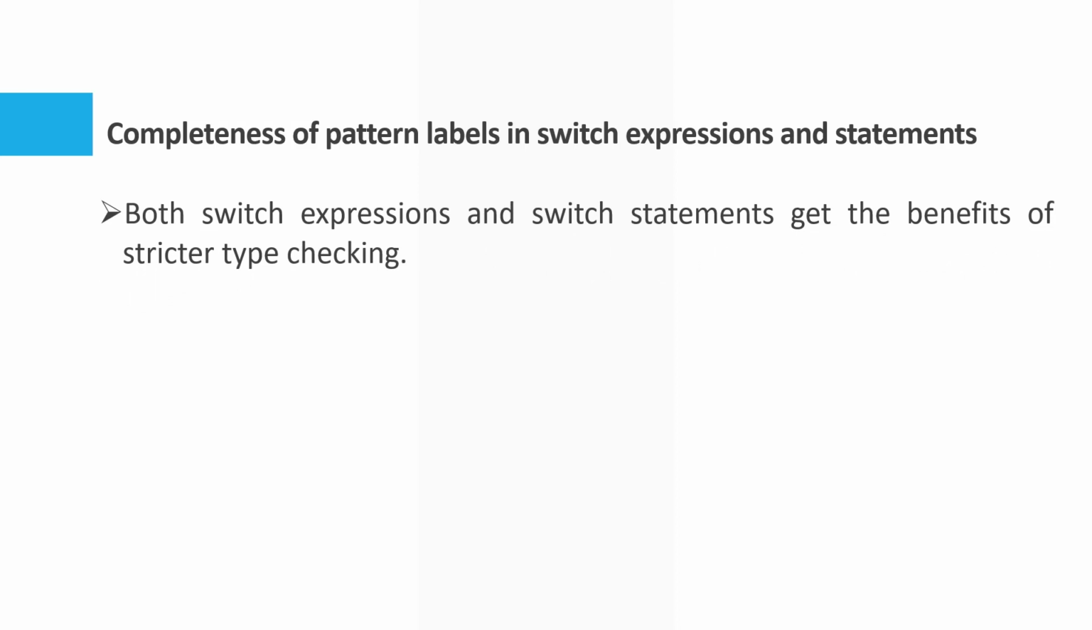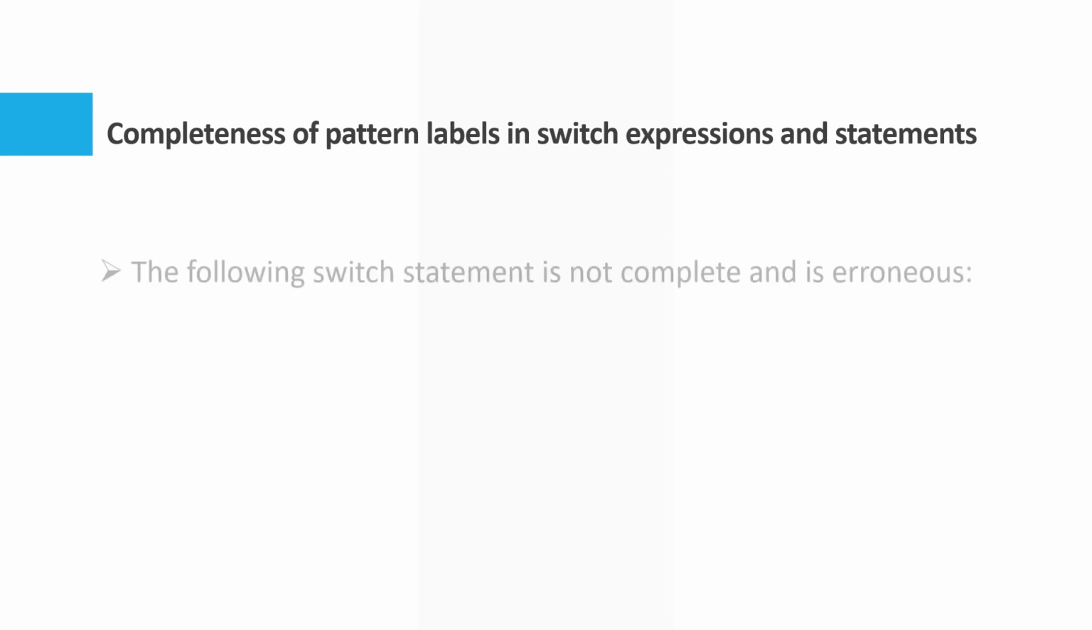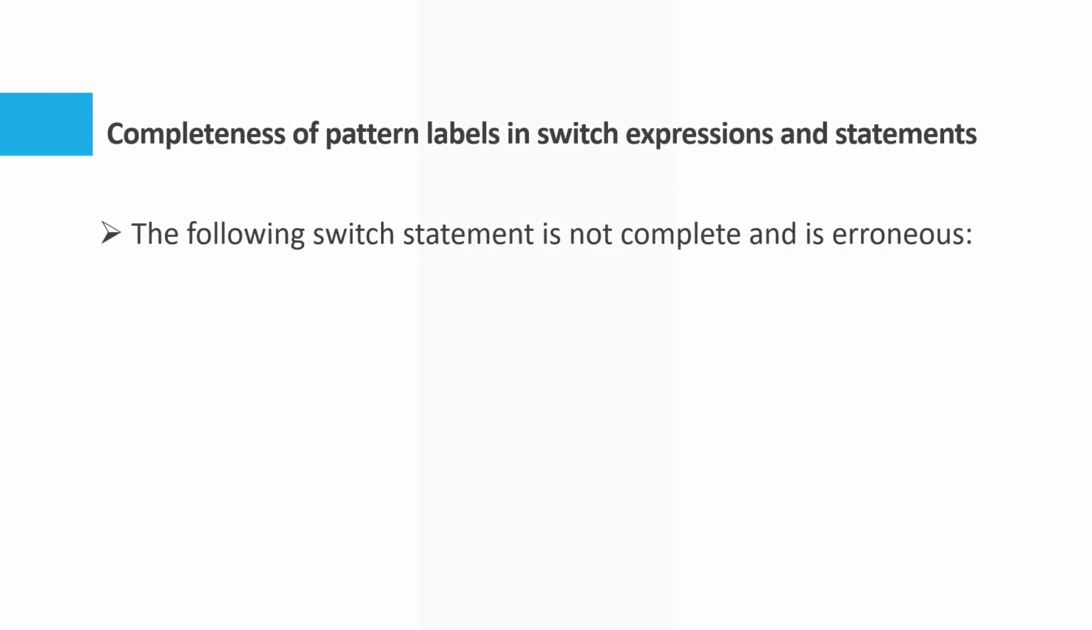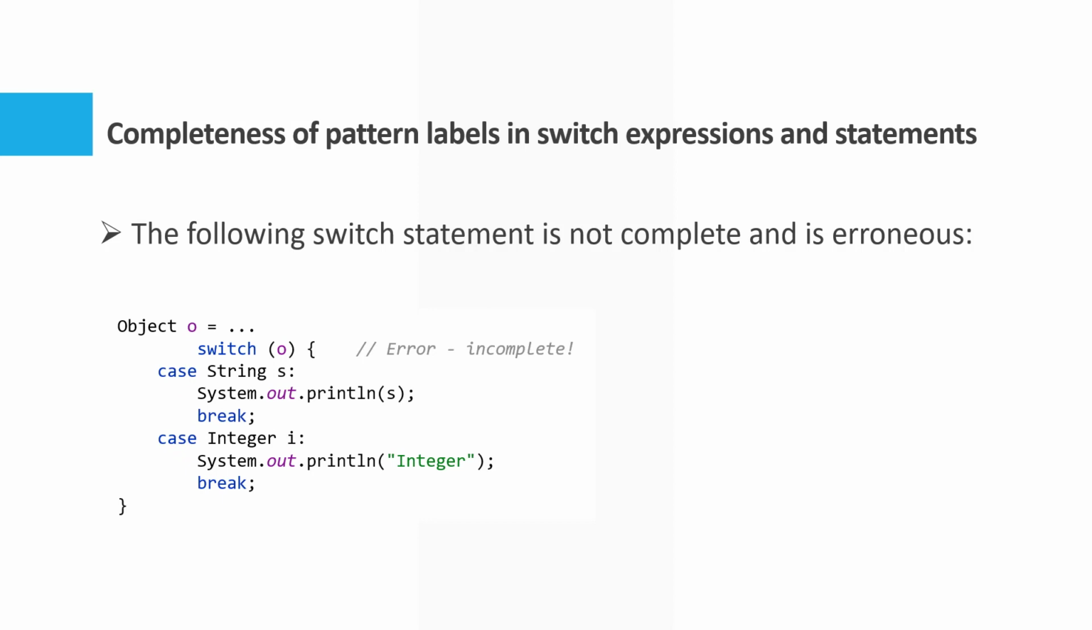This means that now both switch expressions and switch statements get the benefits of stricter type checking. For example, making most switch statements complete is simply a matter of adding a simple default clause at the end of the switch body. This leads to clearer and easier to verify code. For example, the following switch statement is not complete and is erroneous. It can be made complete in this way.